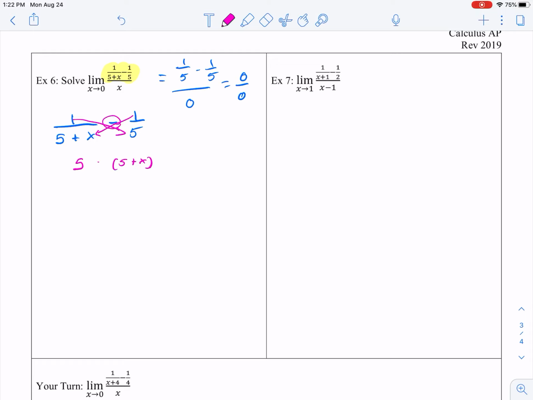This is a negative in the middle, so that's a negative. Then you smile on the bottom, which means you're going to multiply those two. 5 times 5 plus x. Okay? Clean it up. Go back to blue. 5 minus 5 goes away, so you end up with negative x over 25 plus 5x.